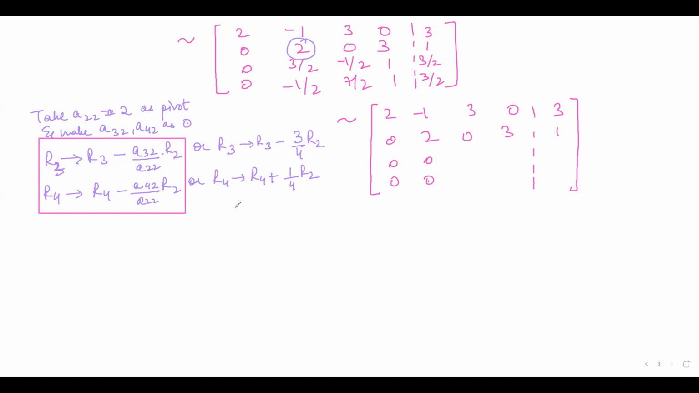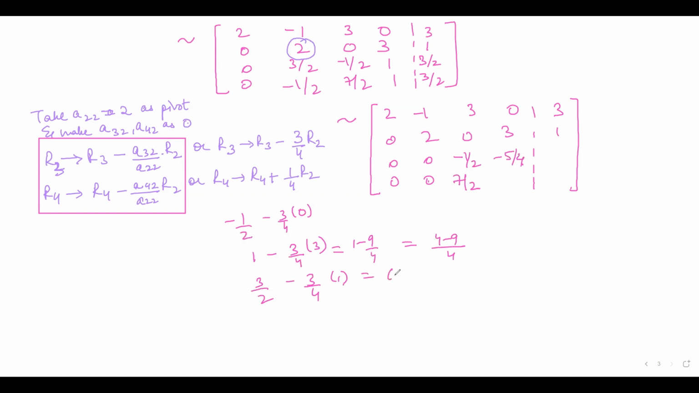This would be minus half minus 3 by 4 into 0, because this is a 0 element. So this becomes minus half. Similarly, this is 7 by 2. There is no change. So after that, this would be 1 minus 3 by 4 into 3. So that's 1 minus 9 by 4. So that becomes 4 minus 9 by 4. That's minus 5 by 4. Okay. And 3 by 2 minus 3 by 4 into 1. So that's 6 minus 3 by 4. So that's 3 by 4.